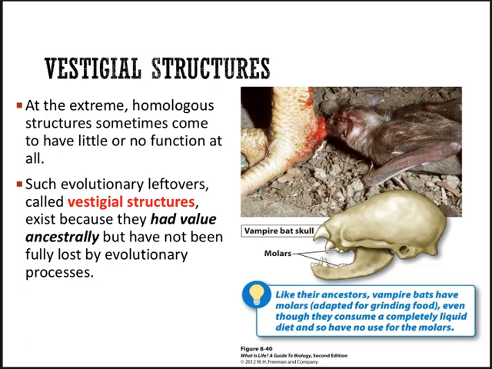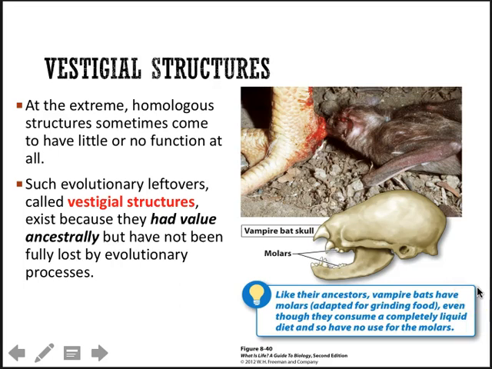The next kind of structure that's important to think about is vestigial structures. So that word is vestigial. A vestigial structure is an extreme kind of homologous structure that sometimes comes to have little or no function. So we think about them as evolutionary leftovers, because the structures had value in the ancestor, but the structure doesn't have that function anymore, or it has maybe a very, very reduced function.